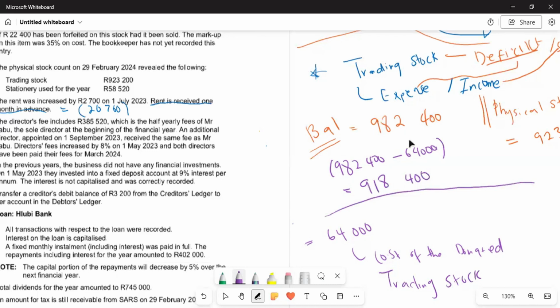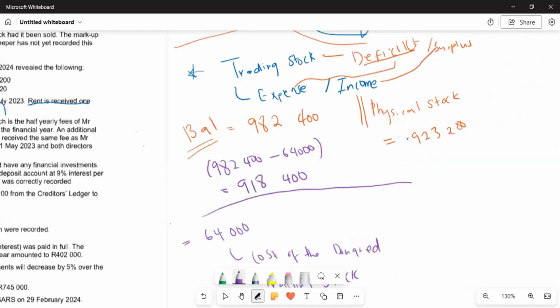So now, after you have identified the balance that you've been given, as well as the physical stock count balance, and any other transaction which affects your trading stock, in this case, our adjusted balance on the books is 918,400. And in accordance with the physical stock count, we are supposed to have trading stock worth 923,200. So we need to compare these two values. Here in our books, we expect our trading stock to be worth 918,400, but when we do the actual physical stock count, we found out that our trading stock is worth 923,200.